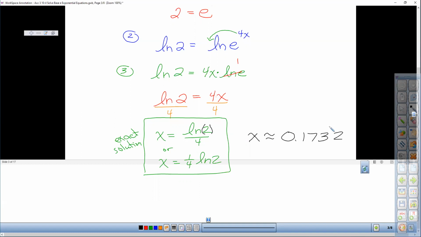So remember, we're rounding to the third, which is where the 3 is. So the 2 tells us the 3 will stay a 3. So this is x is going to be about 0.173 to 3 decimal places. And this is what we consider our approximate solution.